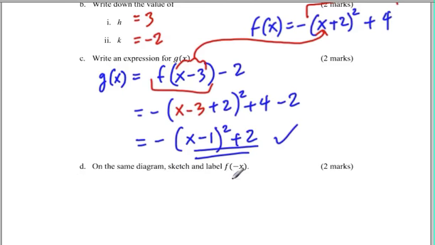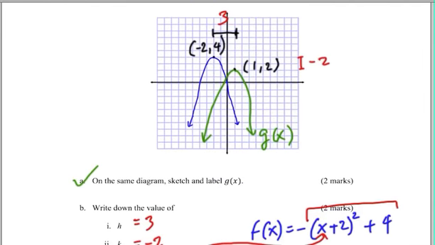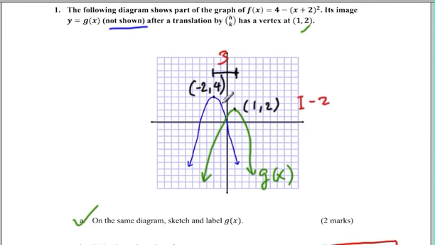Now, finally, on the same diagram, sketch and label f of negative x. I'm a little bit cluttered here, but I'm just going to pick like 3 points. So here's how we do it. Here's x, y of the original blue graph right here. One point is this point right here and that point right here. So this point here is (negative 4, 0). The vertex is (negative 2, 4). And then that point is simply (0, 0).